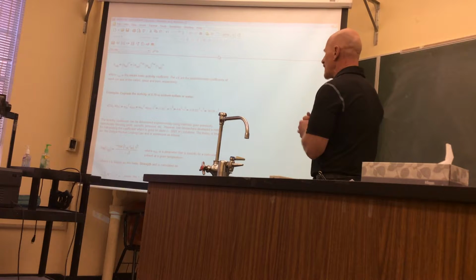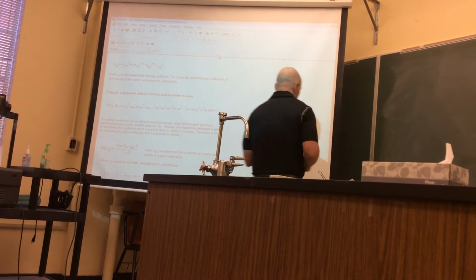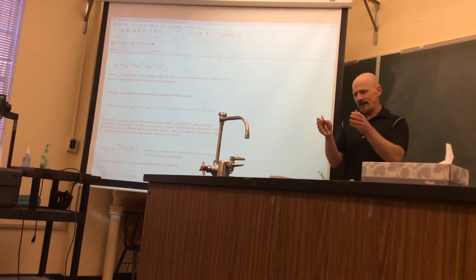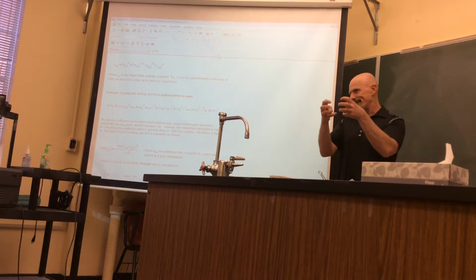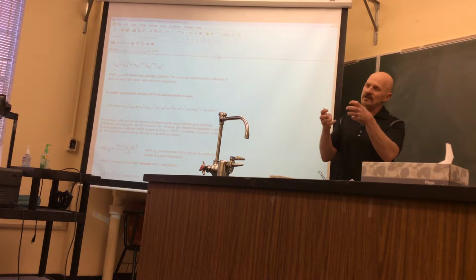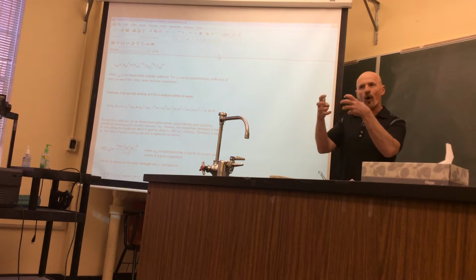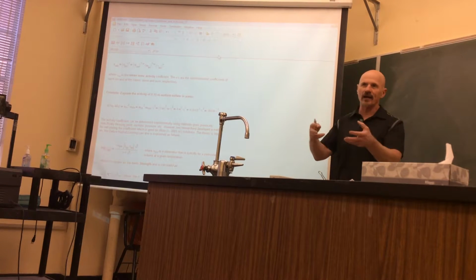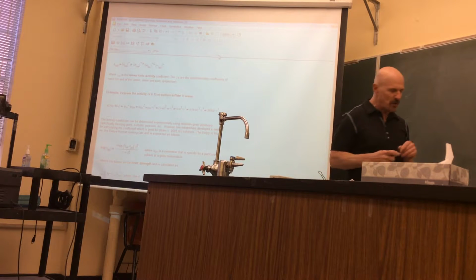Now let me describe what's happening, for example, in here. We have a problem in that I can't measure the activity of sodium ion independent of the activity of chloride ion. They're always together. You always have a positive and negative ion. So here's what we do.